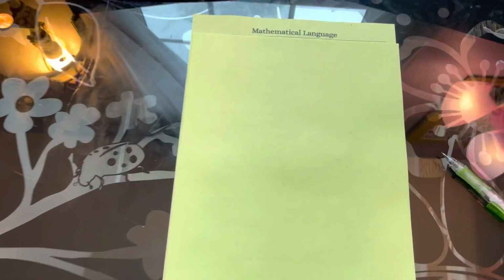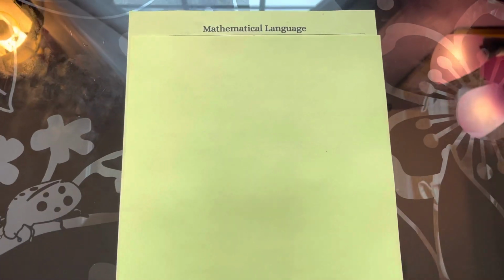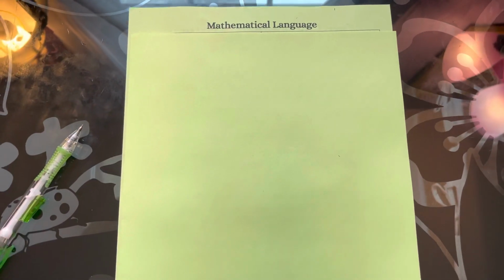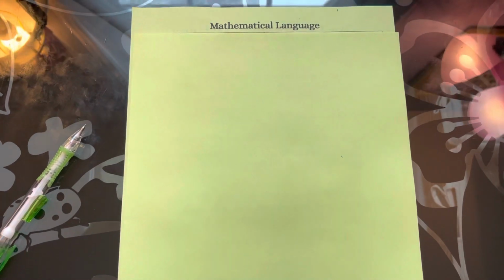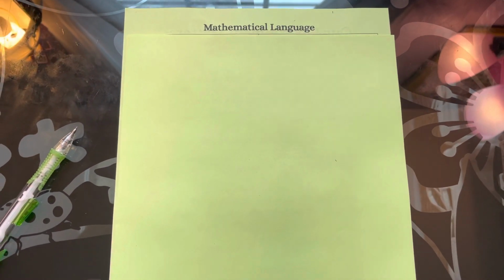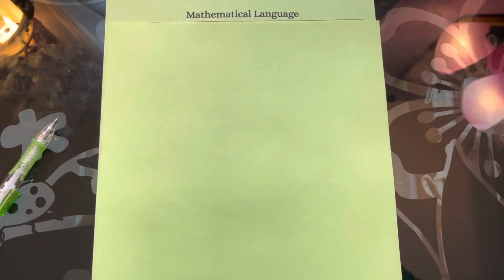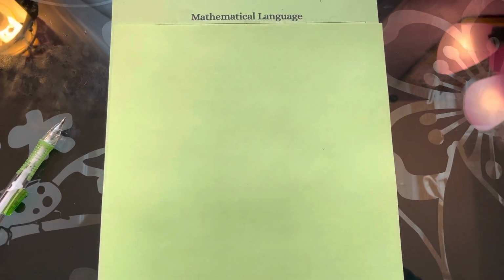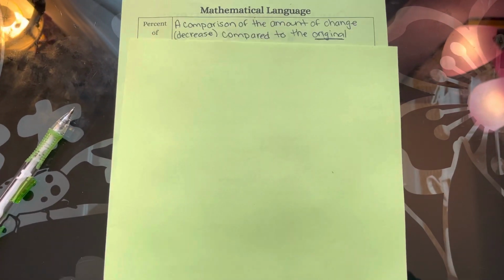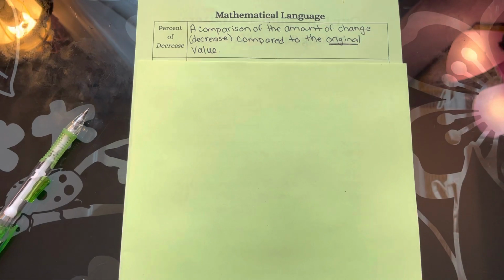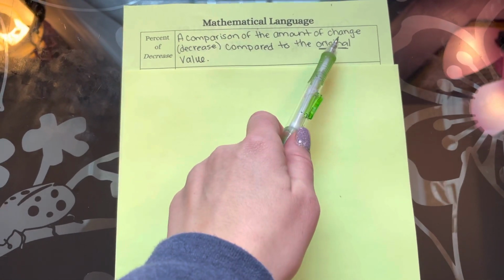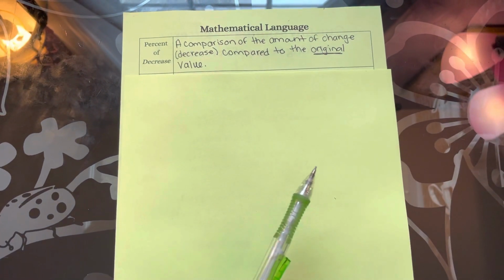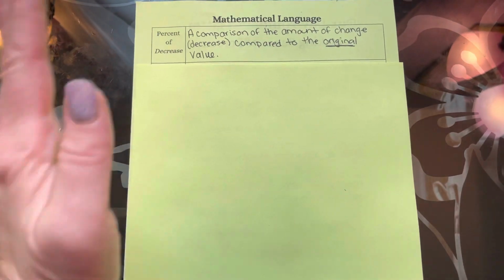All right, so we are going to look at our mathematical language sheet that you most likely filled out previously in class. So this is just a quick review. Now, if you need to fill yours out, pause this video as we go along so you can get the information written down. So the first part is percent of decrease, which is comparing the amount of change to the original value. In this case, the percent decreased, right?